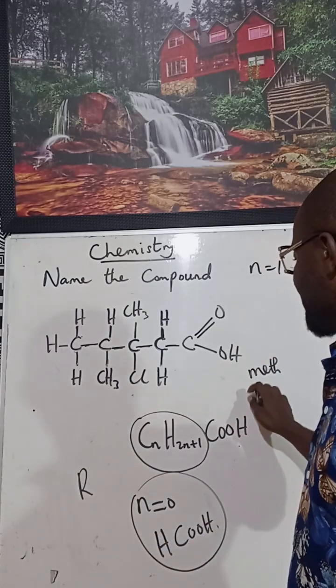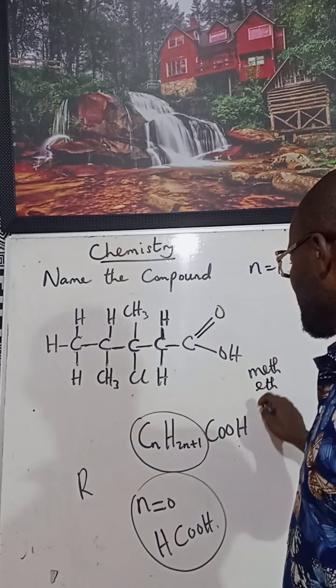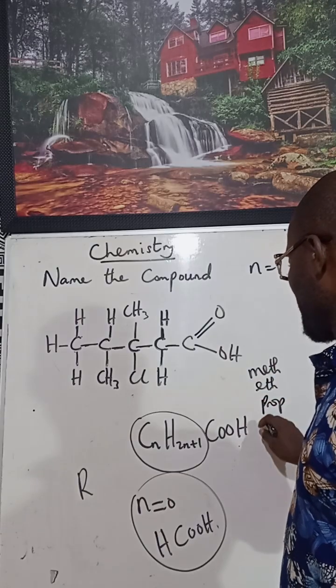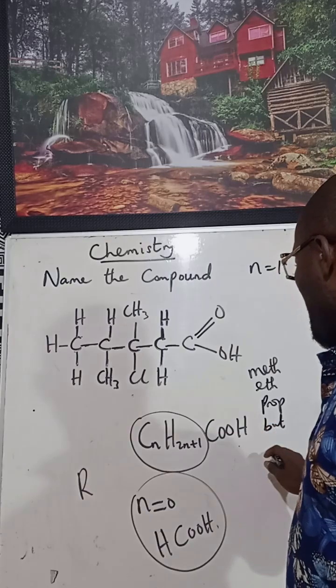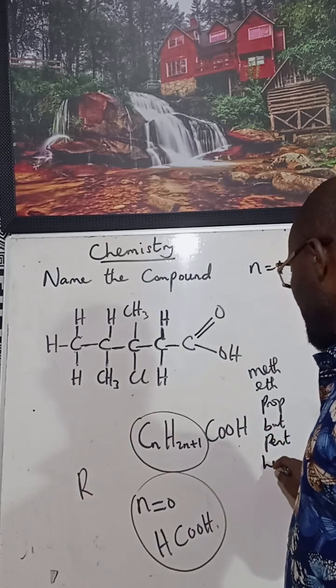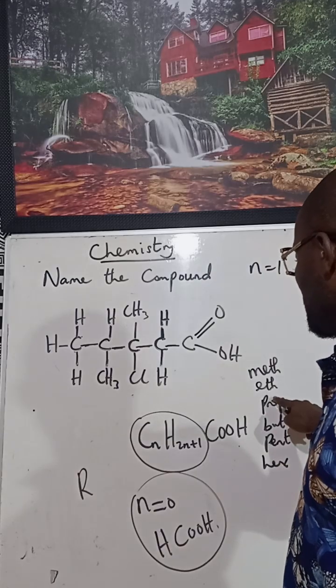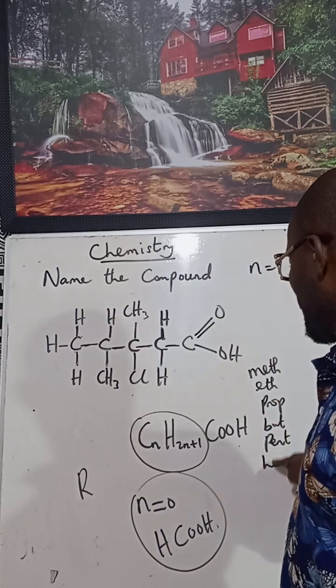So now, since n as 0 gives me this, that means n as 1 will now give me ethanoic. Don't forget that after meth is eth. After eth is what? Prop. After prop is what? But. After but is what? Pent. After pent is what? Hex. And so on and so forth. So n as 0, n as 1, 2, 3, 4, 5.